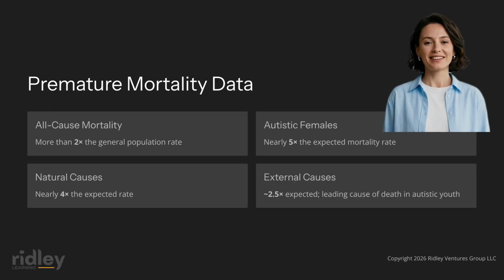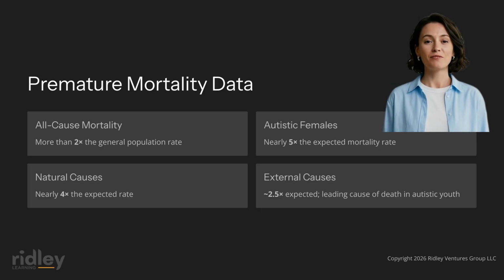Now let's examine the data on premature mortality and life expectancy. Autistic people die earlier than their non-autistic peers, and the mortality gap has been reproduced across jurisdictions, datasets, and decades. Catala-Lopez and colleagues' 2022 systematic review and meta-analysis published in JAMA Pediatrics examined 154,238 individuals across 12 studies and reported an overall all-cause mortality rate more than twice that of the general population, a finding that was highly statistically reliable and consistent across the studies examined.